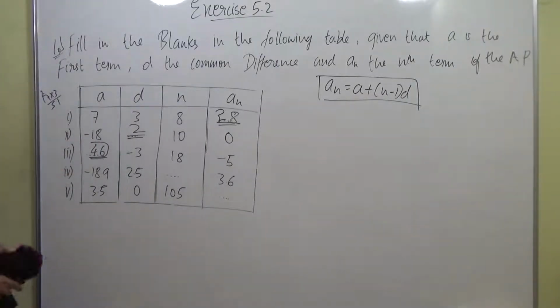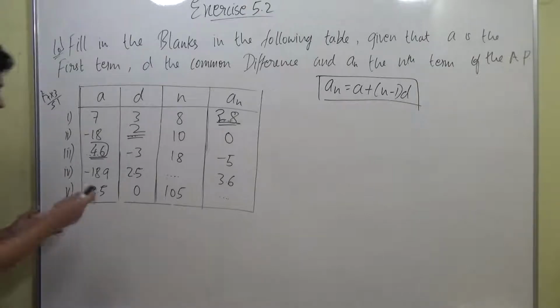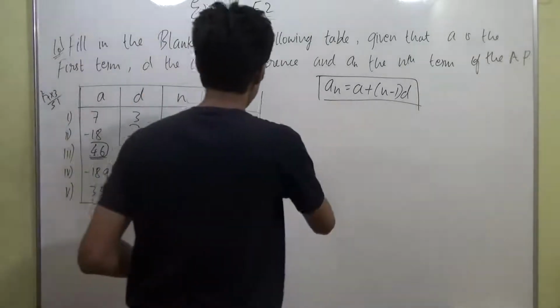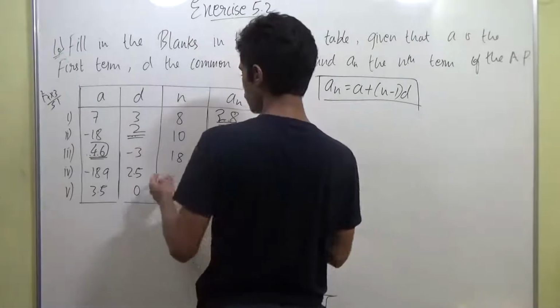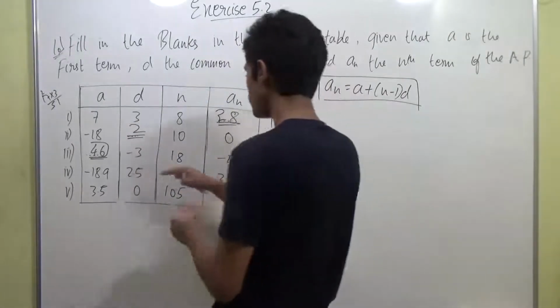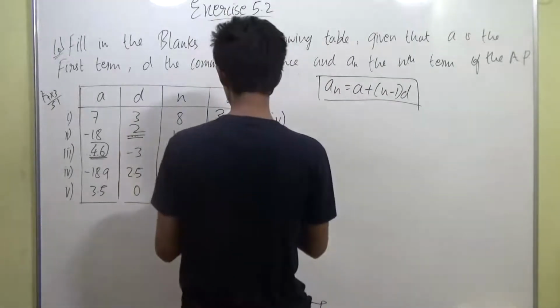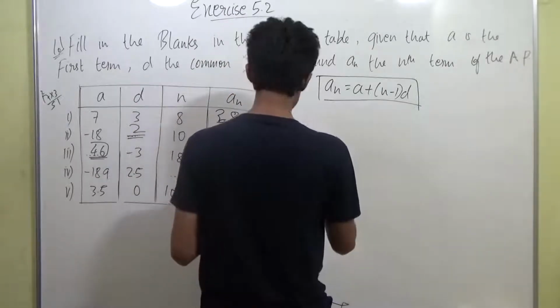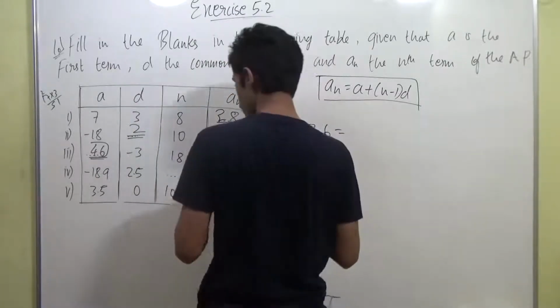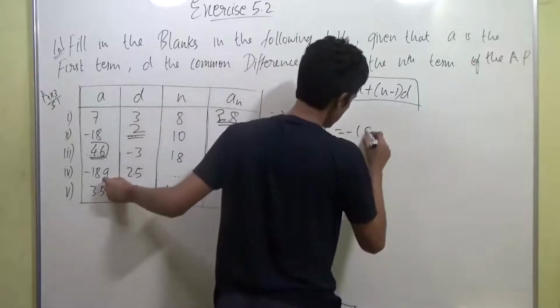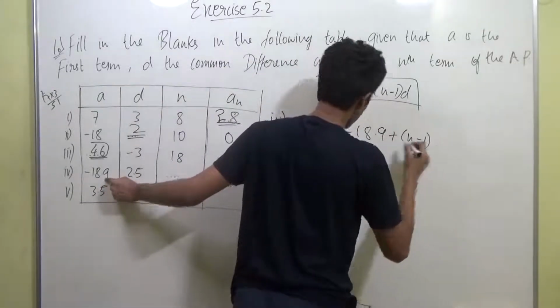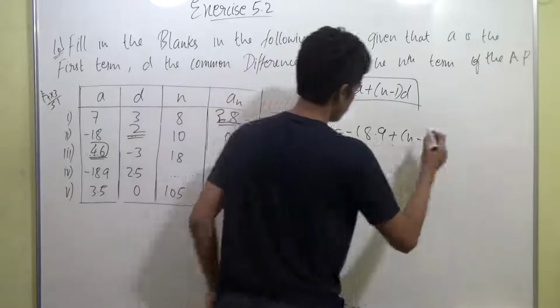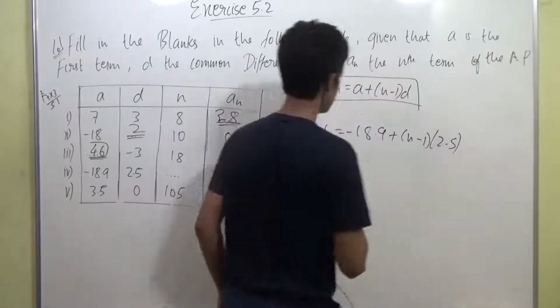Okay guys, so after sub question 3, now let's go to sub question 4. Sub question 4 is, we have to find the value of n. We'll put all the other values. a of n is 3.6 equal to, a is equal to minus 18.9 plus n minus 1 into d. d is 2.5. Okay guys, so this became your equation.